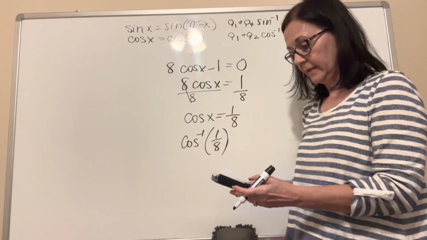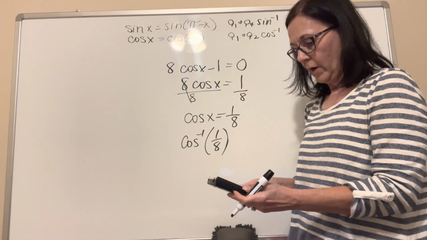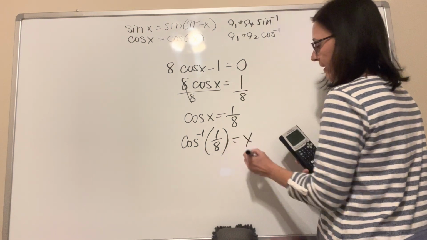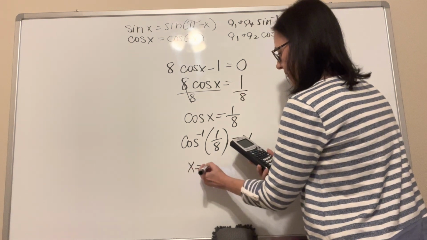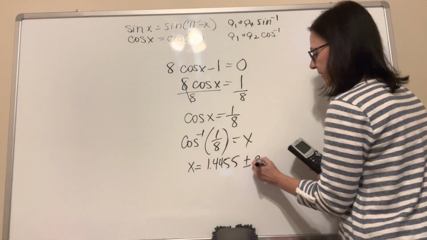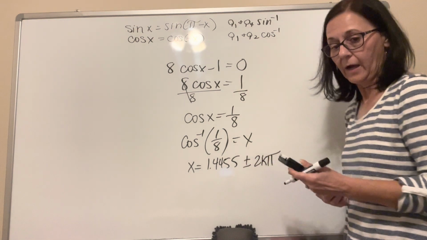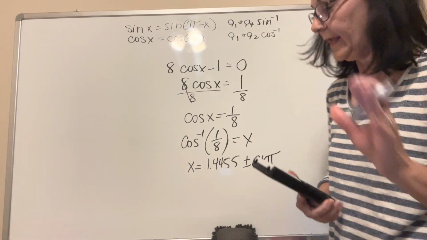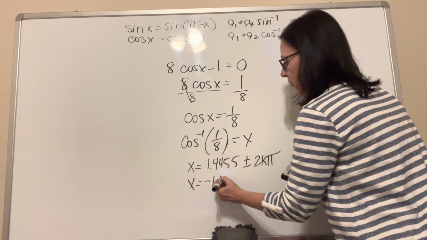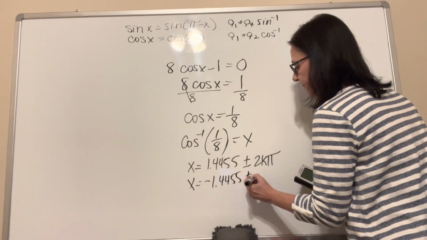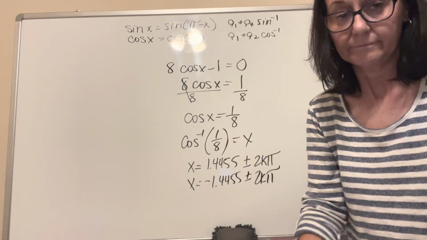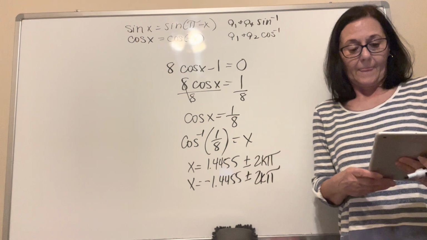So I just do second cosine, 1/8, and I get my radians equals the value of x, the radians. X equals 1.4455 plus minus 2 k pi. And because we're going to do the positive and negative cosine, x equals negative 1.4455 plus minus 2 k pi. All right.